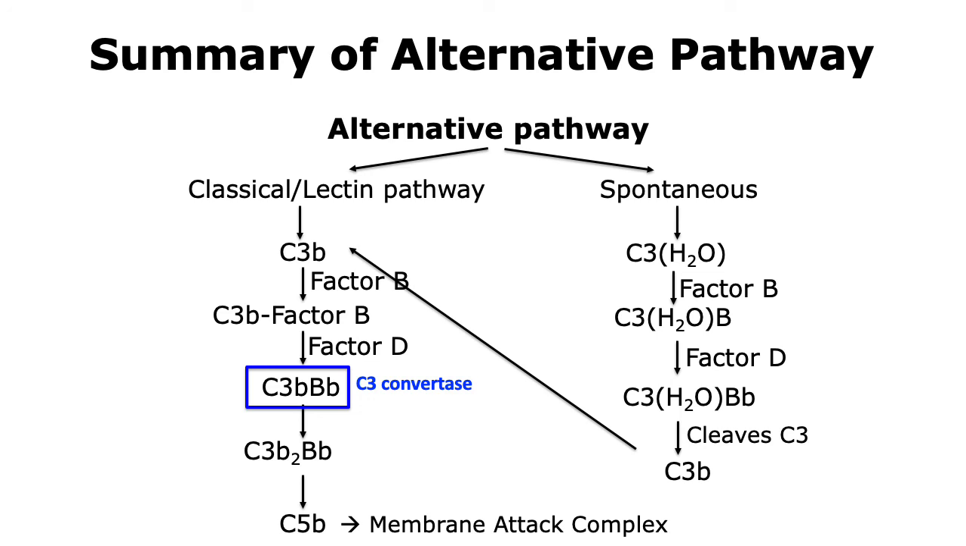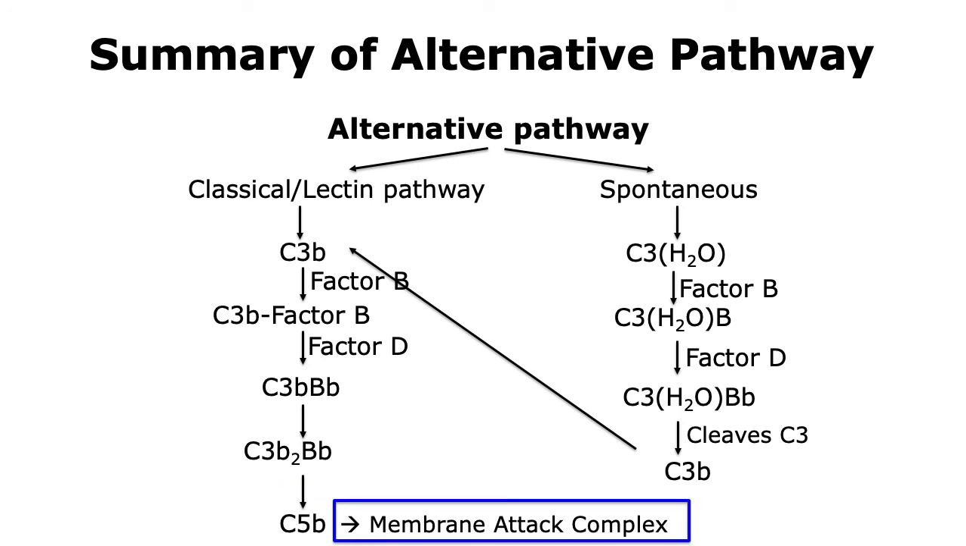This C3 convertase will then generate more C3b and ultimately give rise to a C5 convertase. Through the action of the C5 convertase, C5b will be generated, which will then result in the formation of the membrane attack complex. So this is how the alternative pathway of complement activation works.